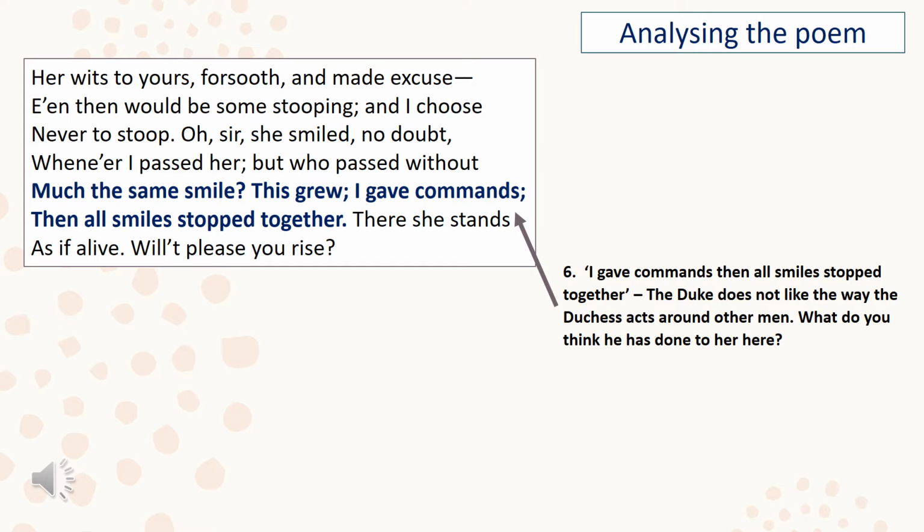And the last question for you to answer is, "I gave commands, then all smiles stopped together." The Duke does not like the way the Duchess acts around other men, so what do you think he has done to her here? Especially when he says, "then all smiles stopped together." What does that imply that he has done?